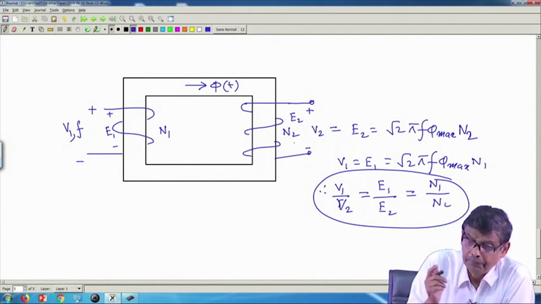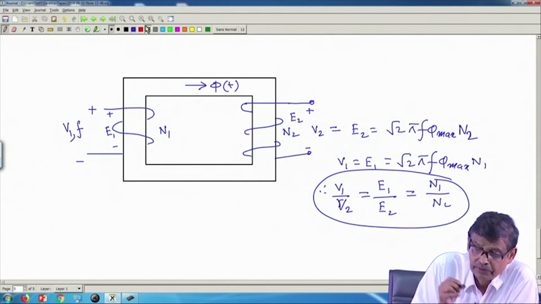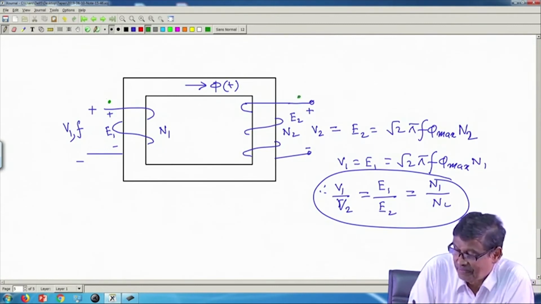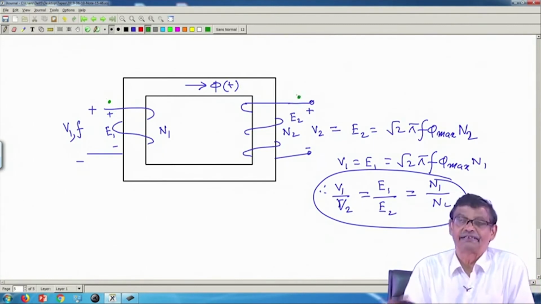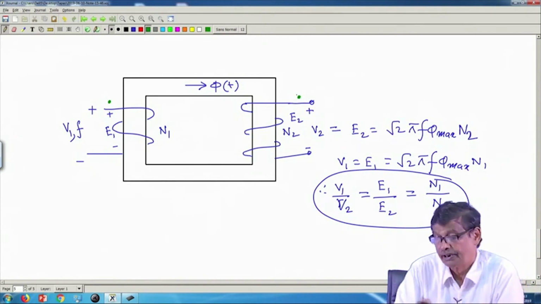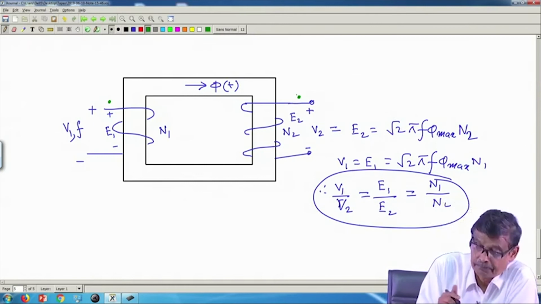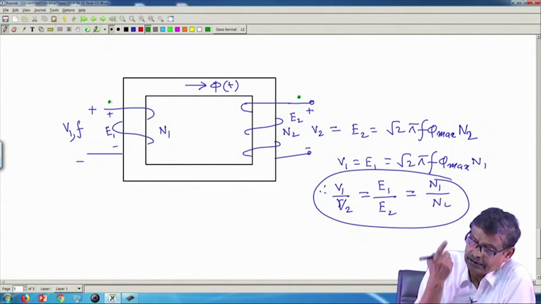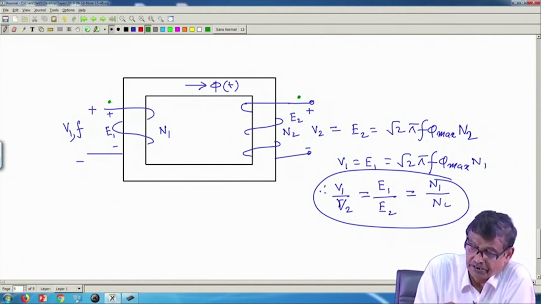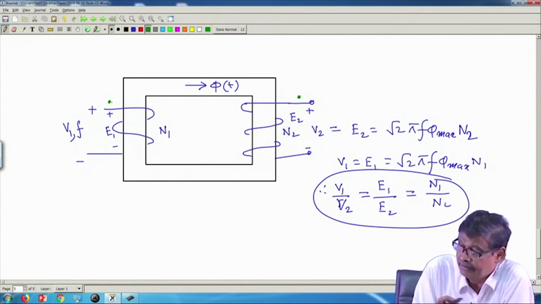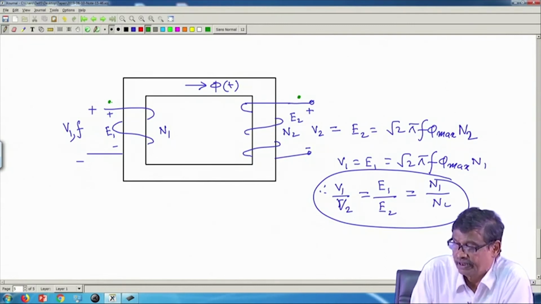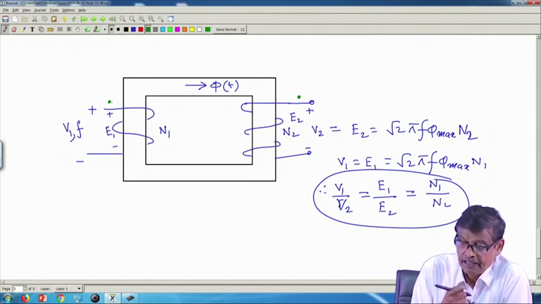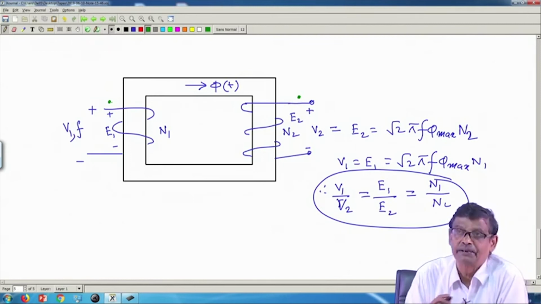Now, people use some dot marking to communicate this particular important aspect of a transformer, known as the dot convention. It merely tells you that at any given instant of time, if the polarity of this induced voltage is plus, the induced voltage in the other coil, instantaneous polarity, will also be plus, and this is done by dot convention.